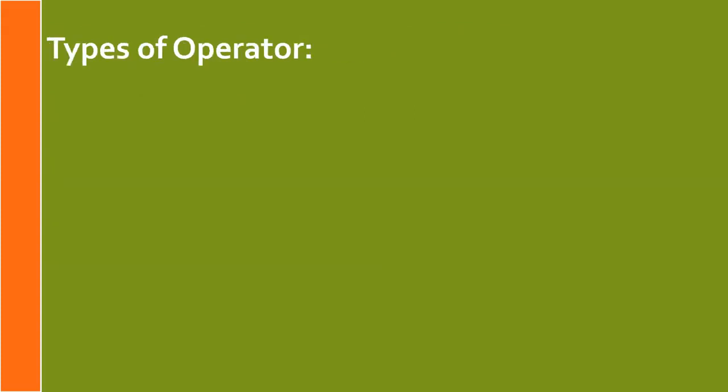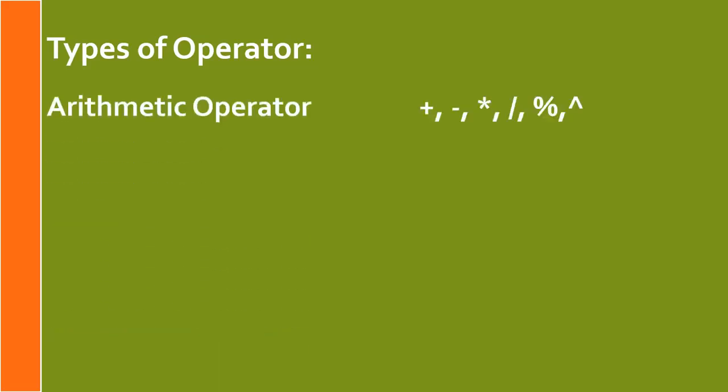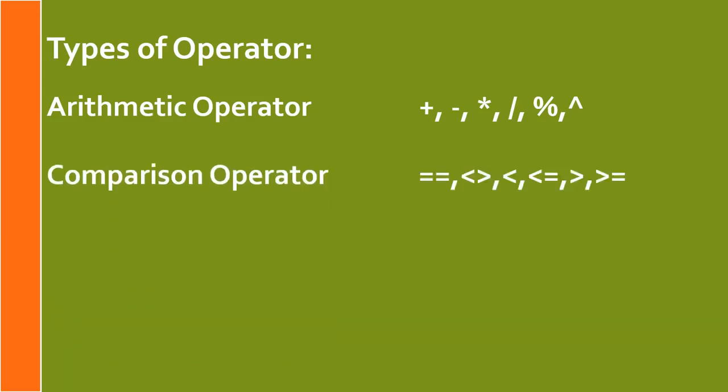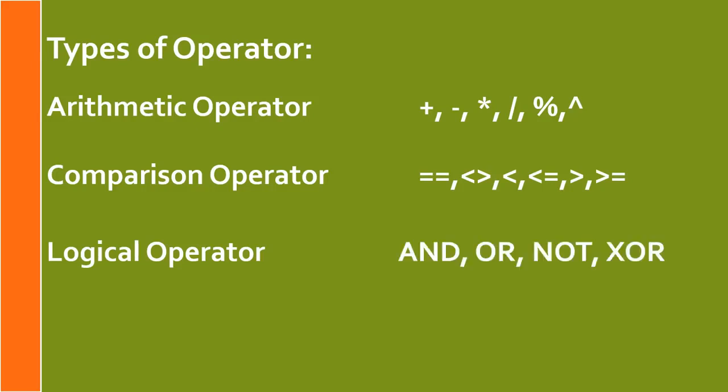What are the types of operator? First one is arithmetic operator, which is plus, minus, multiplication, division, modulus, and exponential. Next one is comparison operator, equal to, not equal to, less than or equal to, greater than or equal to. Next is logical operator, which is and, or, not, XOR. Next is concatenation operator, which is ampersand symbol.